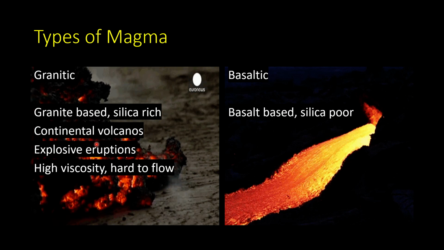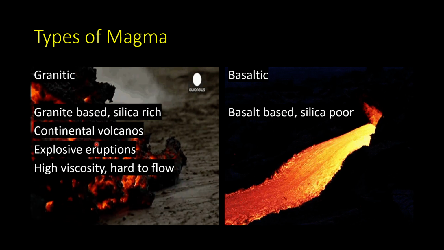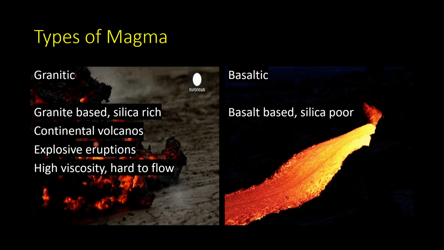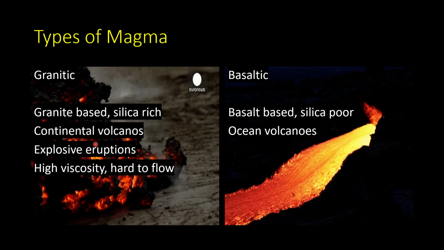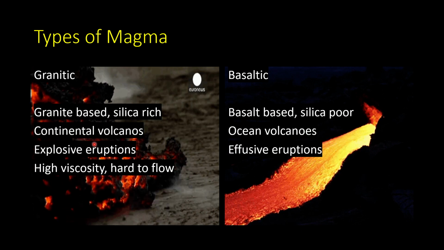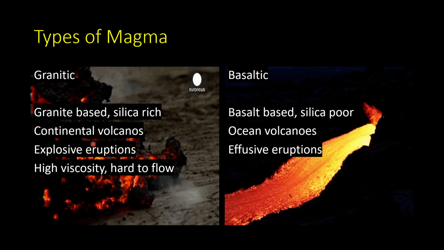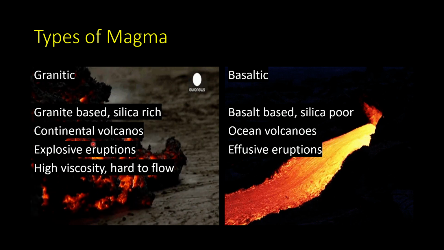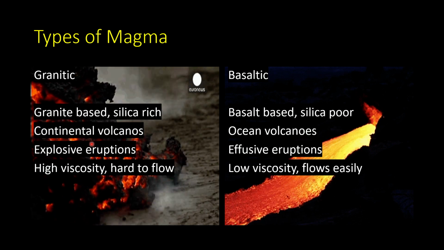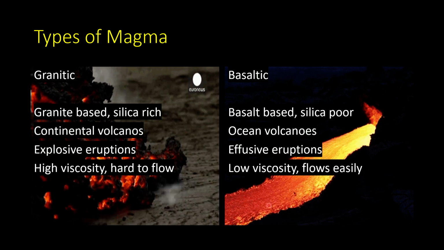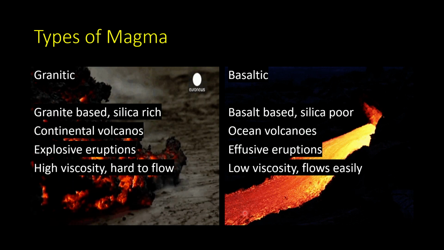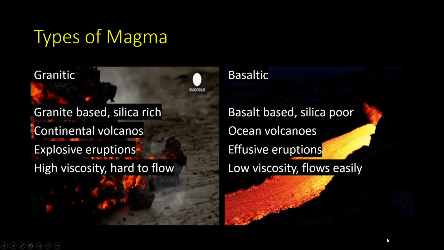So basaltic magma is basalt based, so melted seafloor again. It's very poor in silica, so that's why it's so much thinner and has such a lower viscosity compared to the granitic magma. These are going to be volcanoes that form in the ocean. The eruptions are effusive, so they're gentle. They're not throwing off a ton of pyroclastic material like a granitic volcano eruption would. The viscosity is really low, as you can see going on in the background on the right over here. This magma flows really, really smoothly and easily. And again, that's because of the absence of silica in this type of magma.